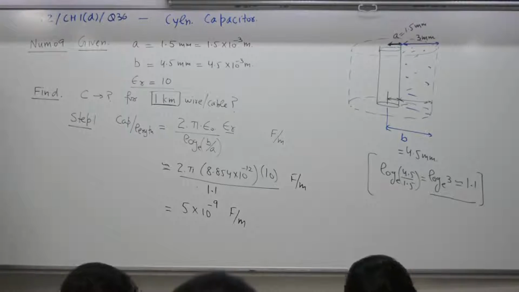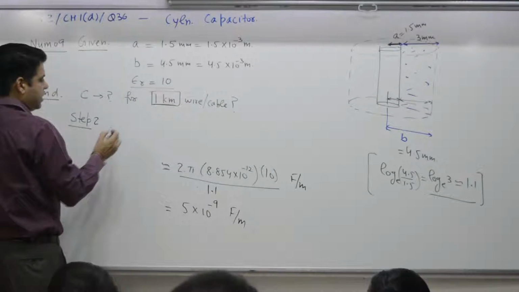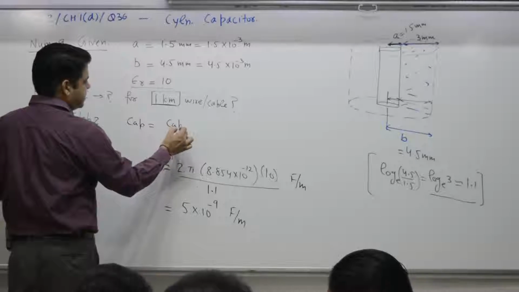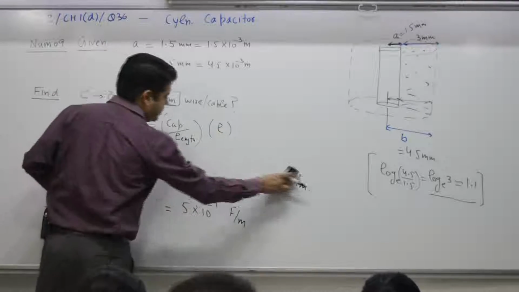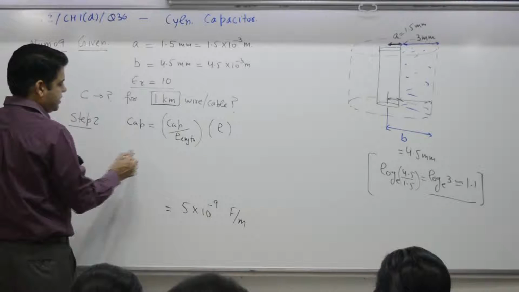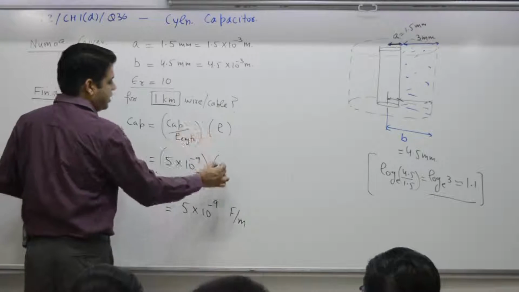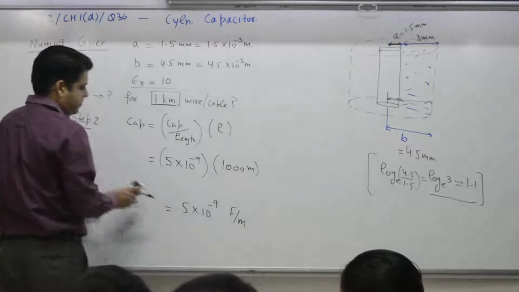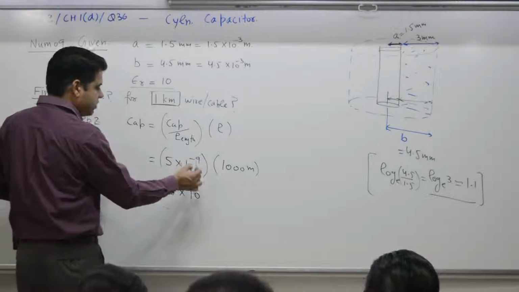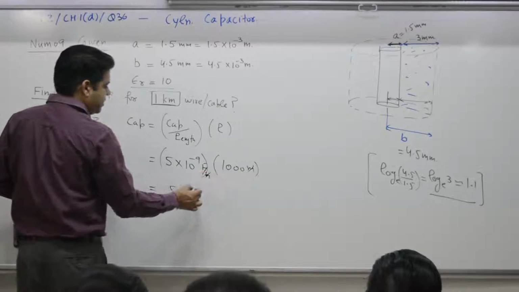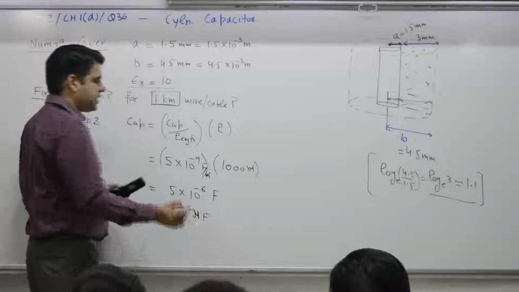Step 2. Capacitance is equal to what? This is capacitance per unit length. Capacitance is equal to capacitance per unit length into length. Capacitance per unit length is 5 into 10 raised to the power minus 9 farad per meter into length 1000 meter. What you get is 5 into 10 raised to the power minus 6. Meter cancels. You get 5 microfarad. Please check the power.